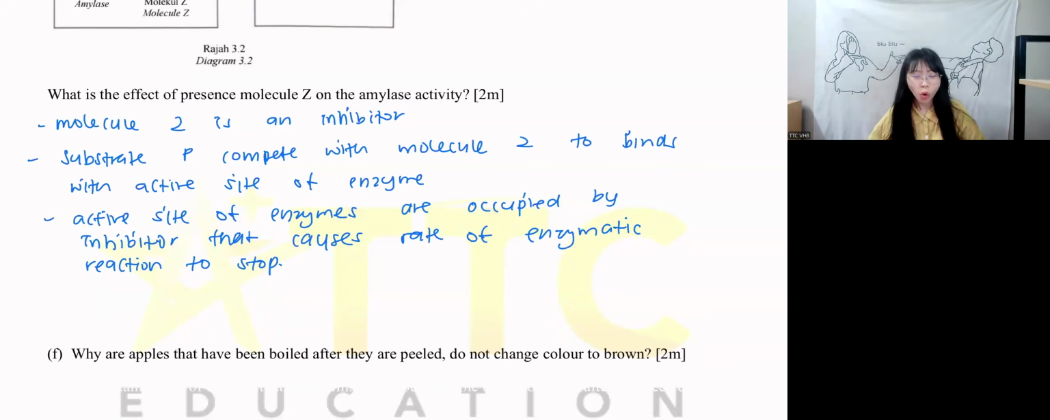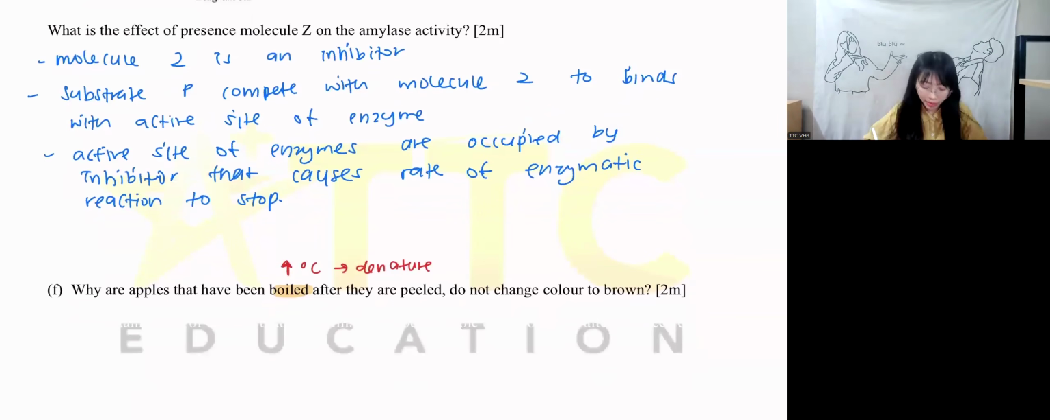F. Why do apples that have been boiled after they are peeled not change color to brown? The word here is boiled. Boil means higher temperature. Every apple that turns brown does so because of an enzyme. When they have enzyme, they will oxidize. Now, if it's higher in temperature, what happens? Correct, they will denature. So we have to talk about denature.